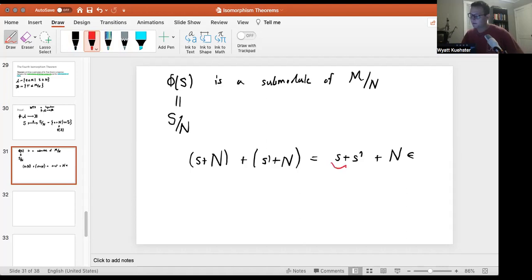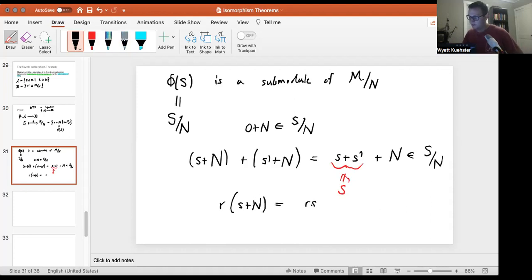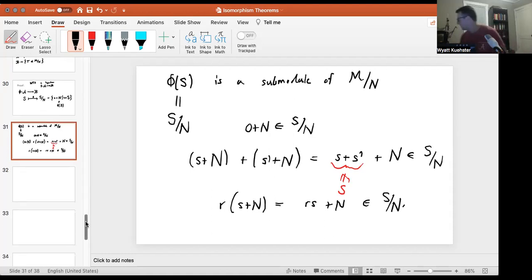Use a different colored pen, right? This thing is in S. And so the coset is in S over N. And 0 is in it. 0 plus N is in S over N because 0 is in S. And then also if I take r times s plus N, this is just rs plus N, and rs is in S because S is a submodule. So this is in S over N as well. Okay, so it's a submodule. Awesome.